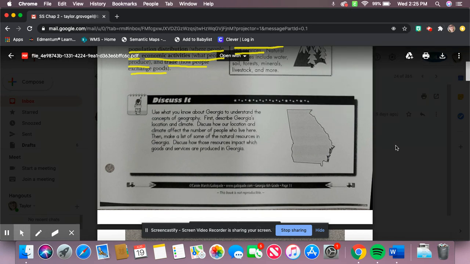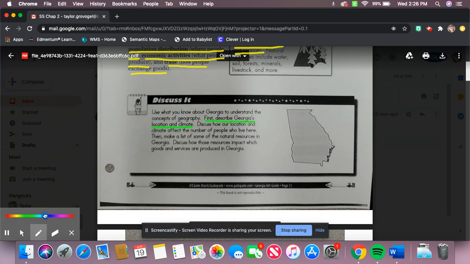It says use what you know about Georgia to understand the concepts of geography. So first, you're going to describe Georgia's location and climate. I'm going to highlight that in one color so you can see. The first thing you need to do is describe Georgia's location and climate. Then you're going to discuss how our location and climate affect the number of people who live here.